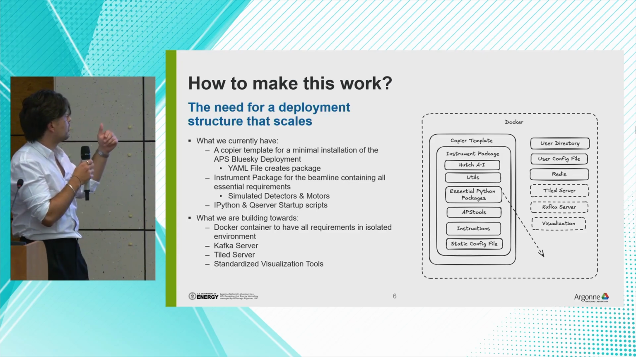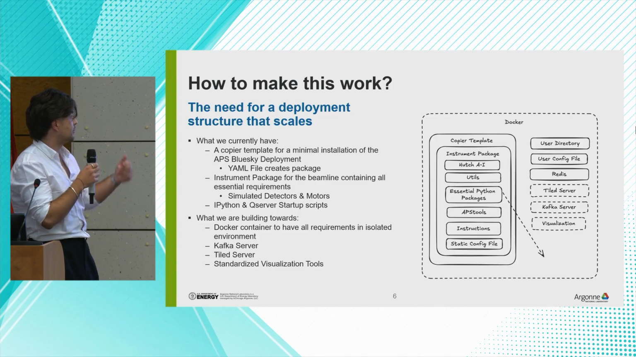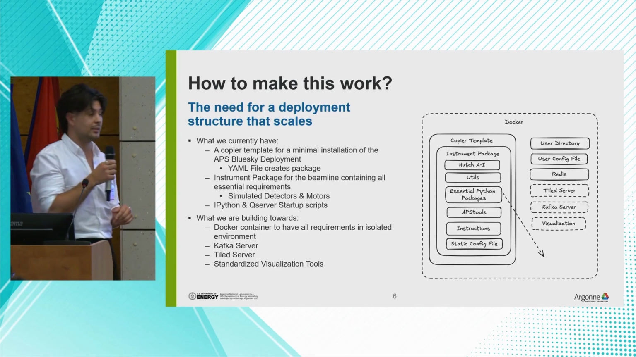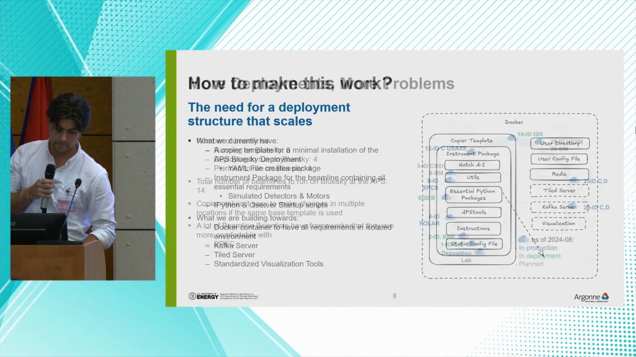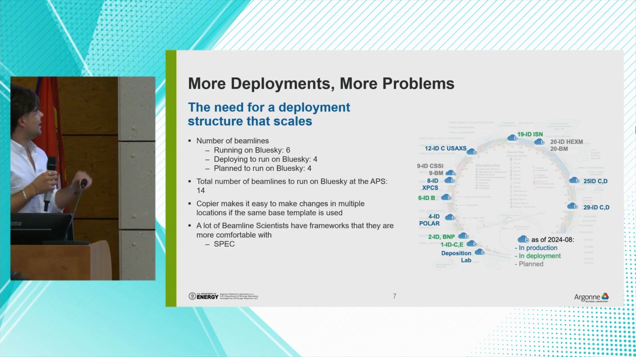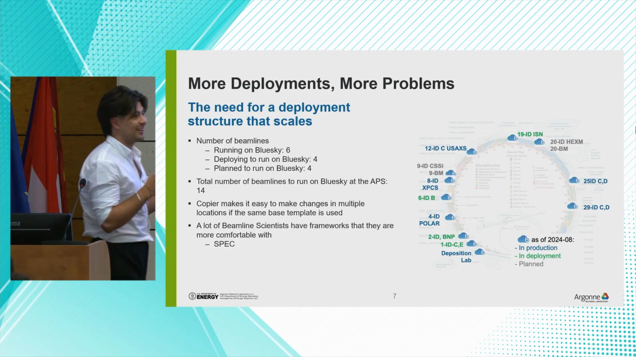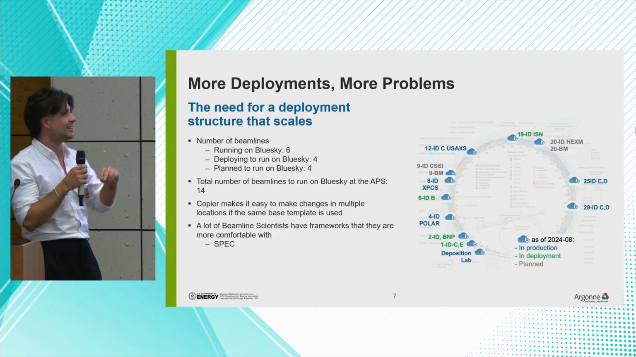Now, we want to grow to a point where we have all of this Dockerized, so it's even easier for us to deploy this stuff long-term. And we're still working on things like Kafka servers, tiled servers that Dylan mentioned, and the standardized visualization tools. In terms of deployment, the more you have to deploy, the more problems arise, especially if it's very unique.